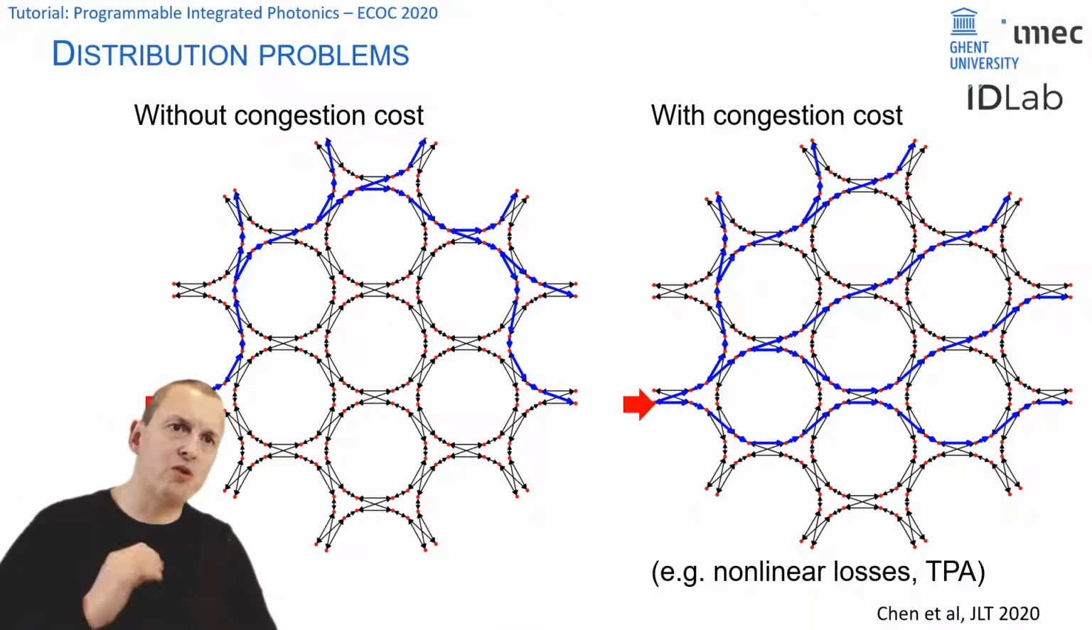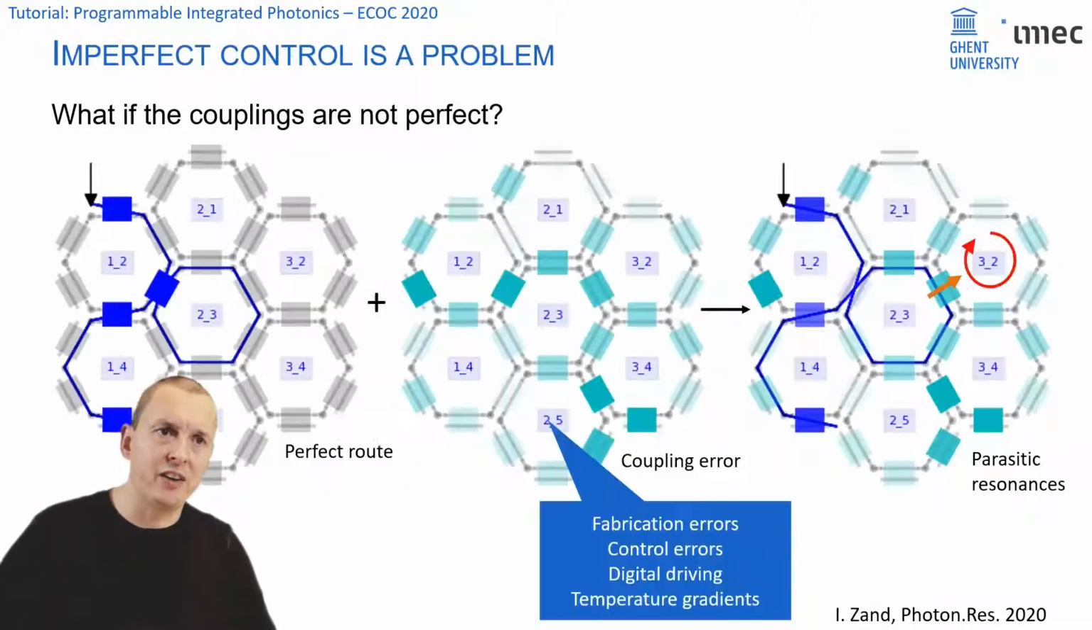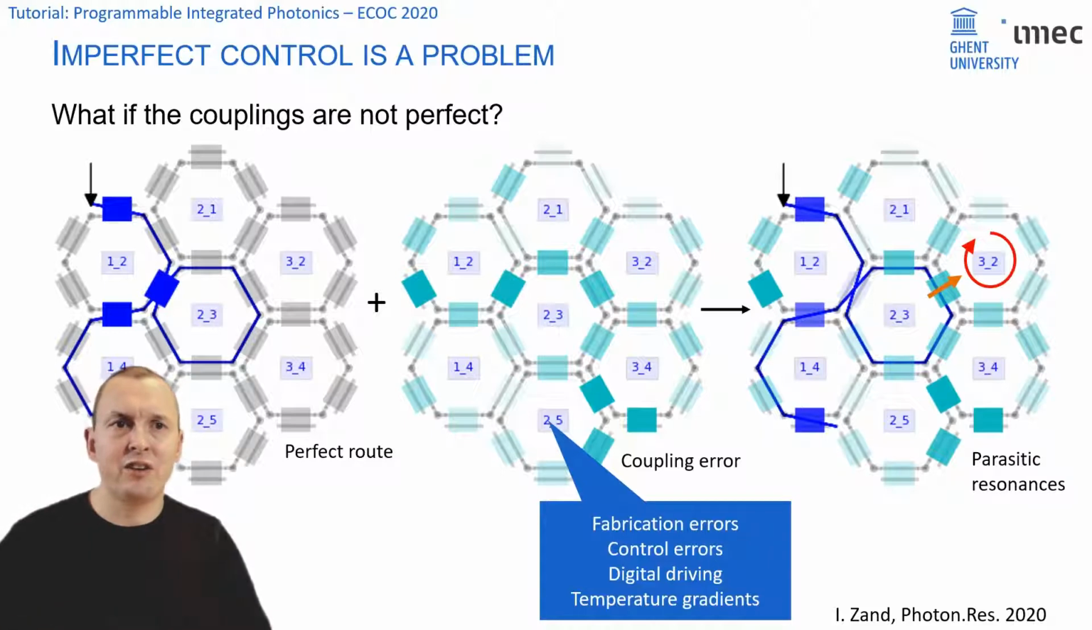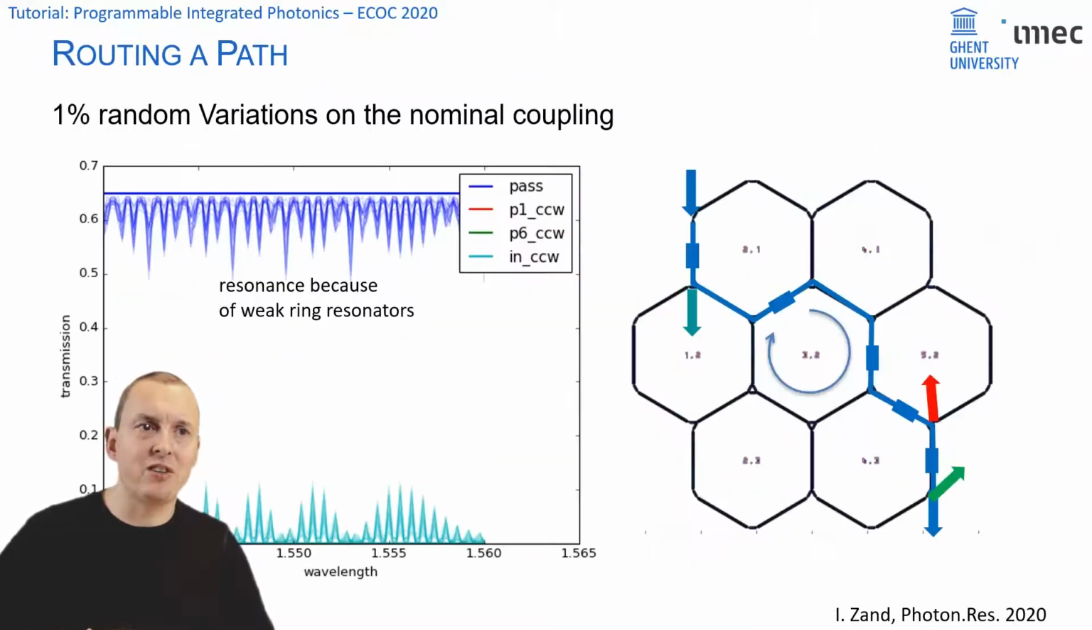Now, once you've programmed this and you have come up with a good configuration, you're not there yet. Because, as we saw earlier, our control over every individual actuator is not necessarily perfect. You have always discretization errors. So what happens in such a mesh if your couplings are not perfect? Well, what you get is like a kind of parasitic paths. And because your mesh consists of loops, you get parasitic ring resonators.